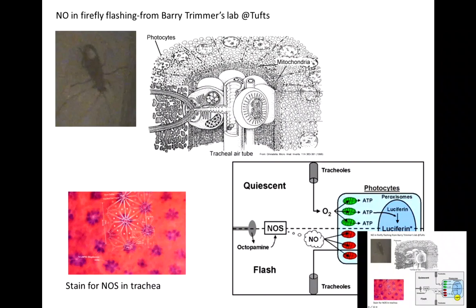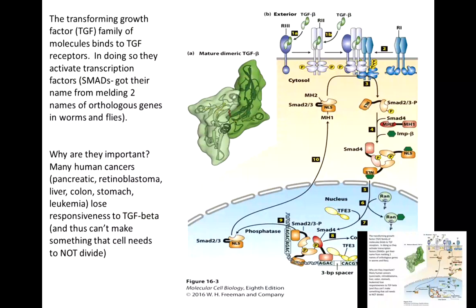This is just showing a stain for nitric oxide synthase, and it's associated with these rosettes in the trachea of these fireflies.